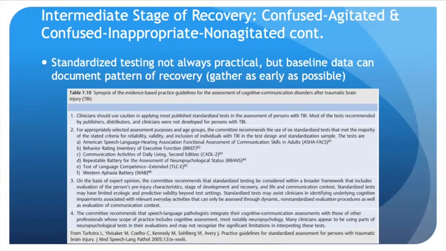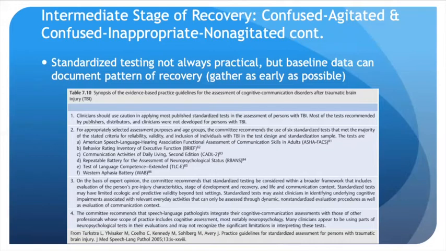And standardized testing is not always practical because the assessment might not be sensitive to the patient's specific cognitive communication deficits. However, baseline data can be recorded, and you can document a pattern of recovery through standardized testing. And you'll want to take these data as early as possible.